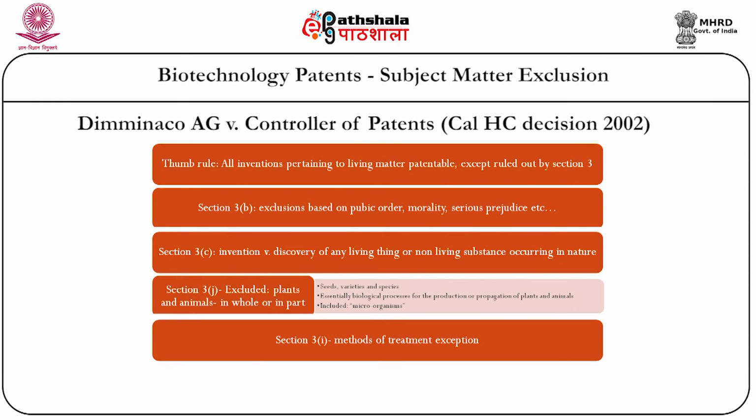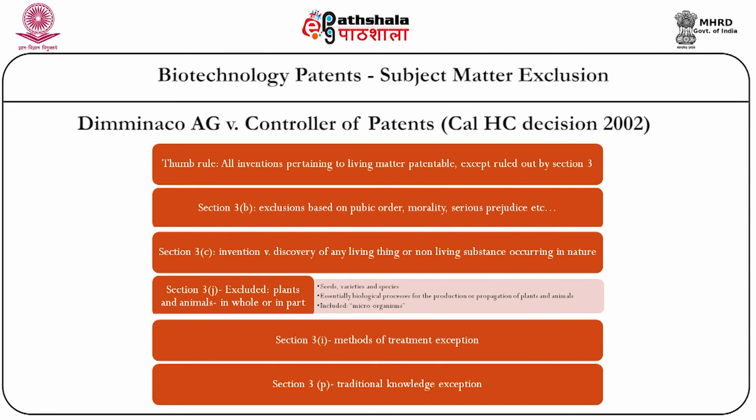The fourth kind of exclusion relates to methods of treatment exception, whereby diagnostic, therapeutic, surgical methods that are used for treatment of humans are excluded. Now, section 3P is another exclusion, that is the fifth and final one, wherein traditional knowledge or an invention that is essentially based on traditional knowledge is excluded. So these exclusions have huge implications on biotechnology subject matter. Now, we have the Biotech guidelines issued by the Indian Patent Office. You can refer to your module wherein the exclusions and their possible meaning have been discussed in detail.